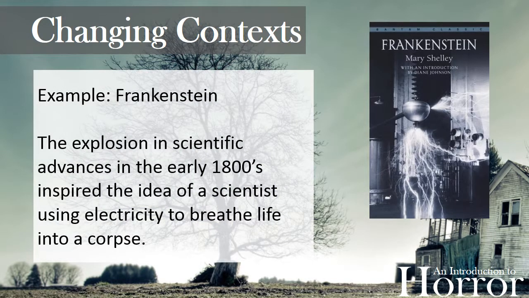I really want to focus on the first definition of context that I gave you, the one about the social and historical conditions and the ideas surrounding when a text was made. In this example, we see Frankenstein by Mary Shelley, and the explosion in scientific advances in the early 1800s inspired the idea in this novel of a scientist using electricity to breathe life into a corpse. This is a novel that echoes all the social and historical events and moments that were happening when it was made.